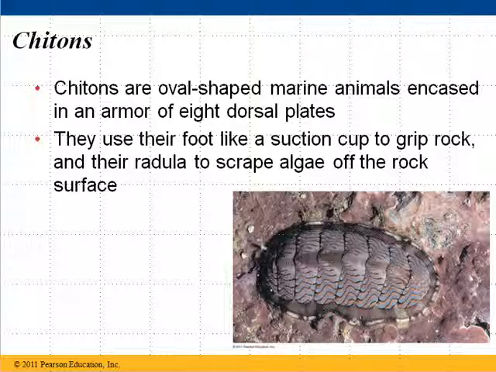Chitons can be found if you've ever gone to the seashore at low tide. You can find these little guys clinging to damp rocks at the ocean's low tide. They're usually oval-shaped marine animals encased in an armor of 8 dorsal plates, and they use their foot as a suction cup to grip to the rocks, and their radula to scrape algae off of the wet rock surface. So there's a good example of a chiton that you could find at the seashore, particularly at low tide if you look in the tide pools there.